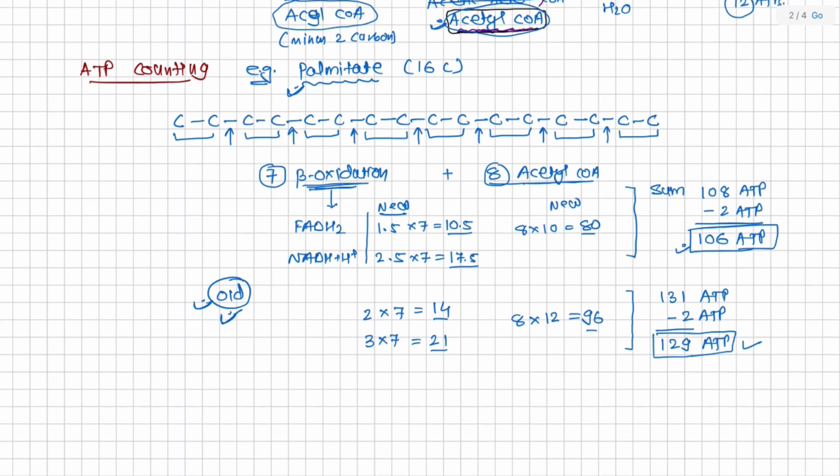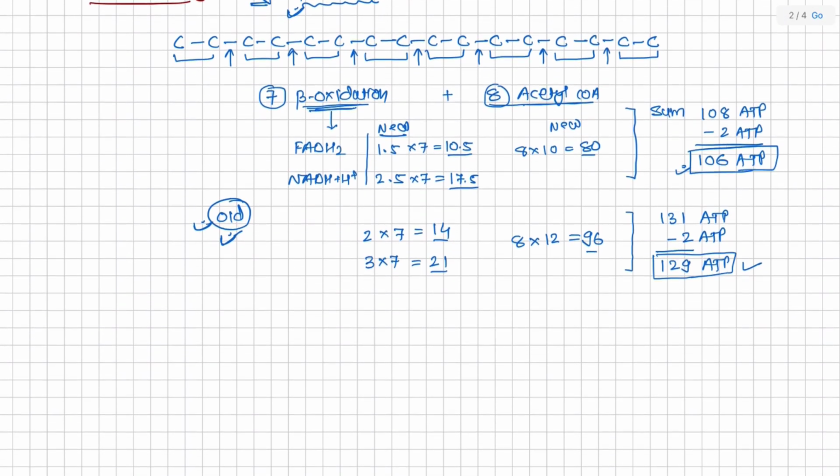Now I have one exercise for you. You need to count how many ATPs are generated as per the new information as well as the old information. And the fatty acid you have to consider is stearic acid. Stearic acid is a saturated fatty acid and it contains 18 carbons. So write down your answer in the comment section below.